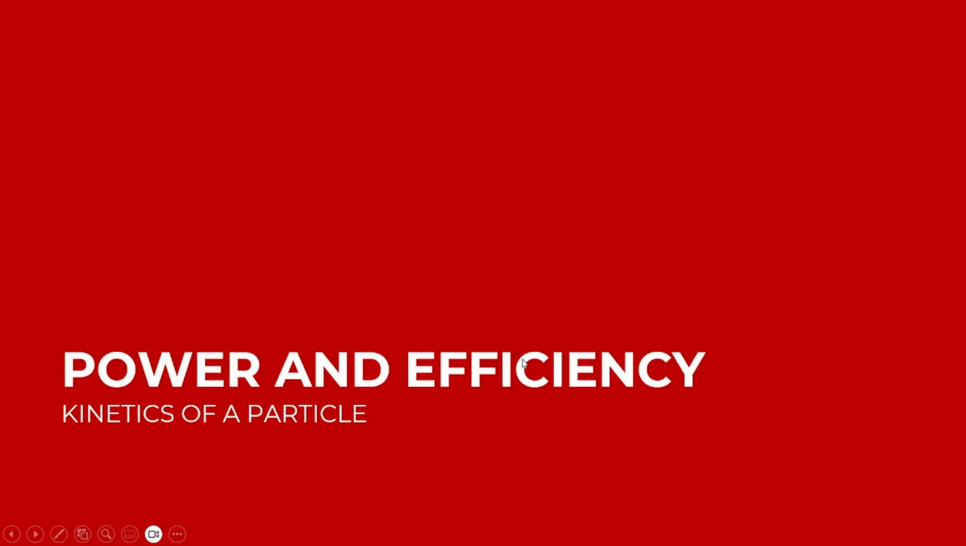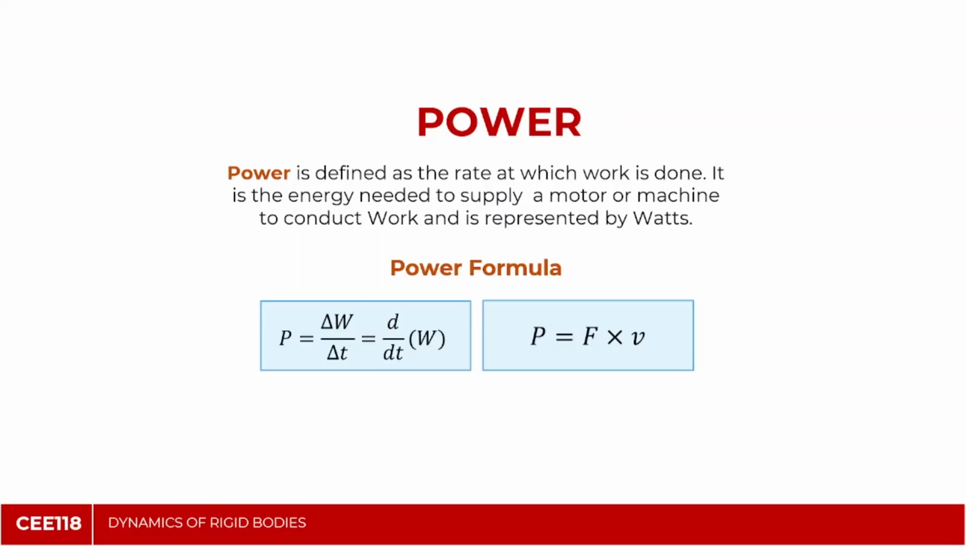Discussion today, as I've said, we'll be talking about power and efficiency. This is still under kinetics of a particle. Okay? Sige, let's now dive right into our discussion. So, una is the power. Power by definition is defined as the rate at which the work is done.